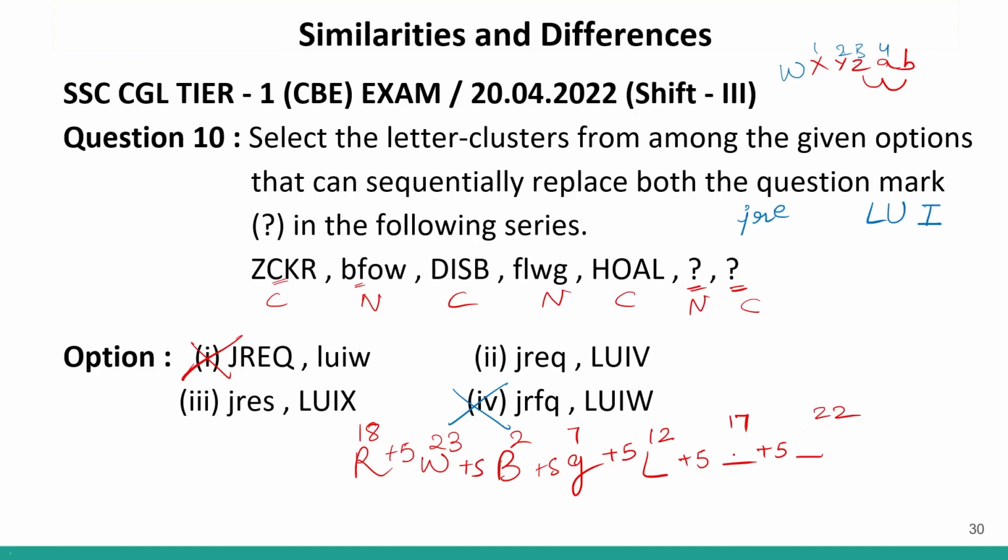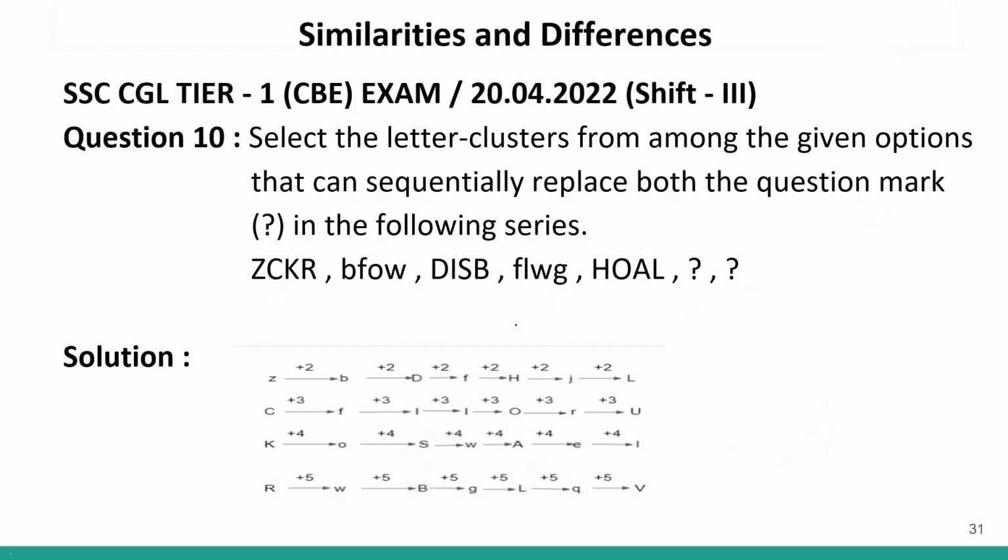So at 17th rank, we have Q, which will be small, and at 22nd rank, we have V, which will be big. So here I'll get small q and here I'll get big V. So my answer will be JREQ in small and LUIV in big, which is option number 2. So the correct answer to this question will be option number 2. Okay.